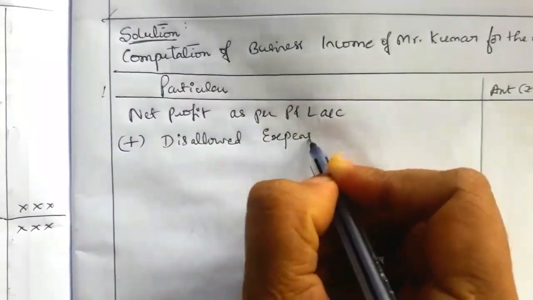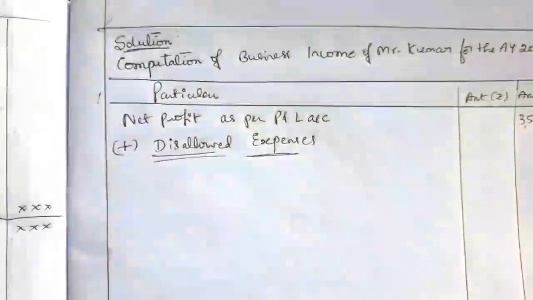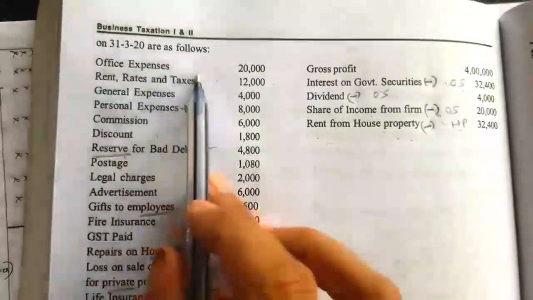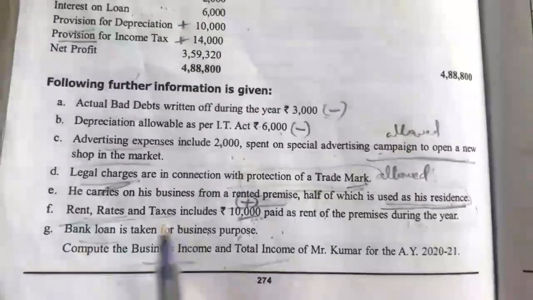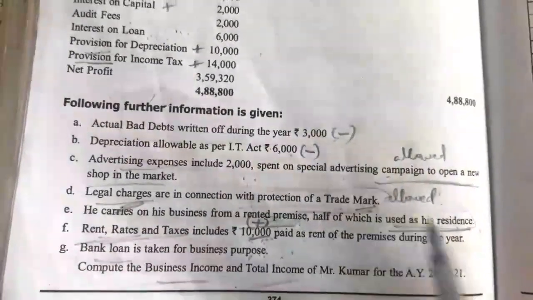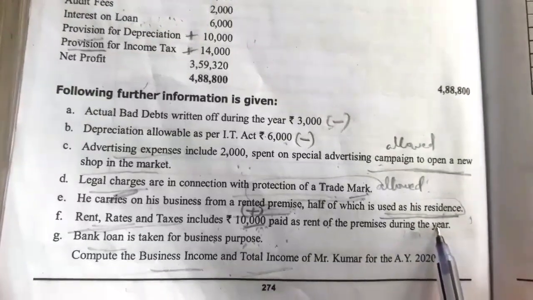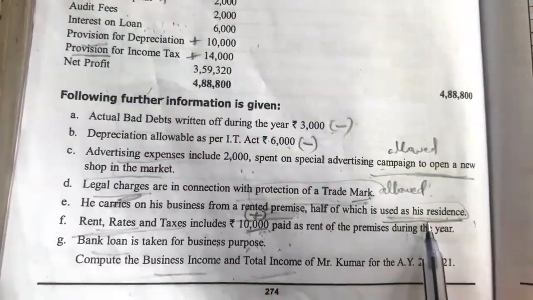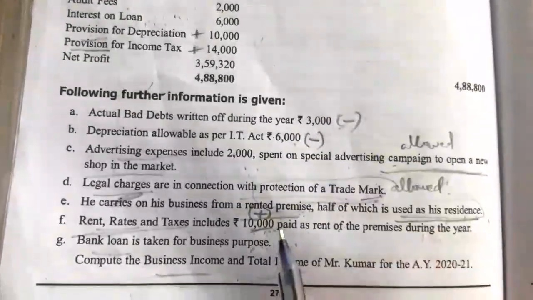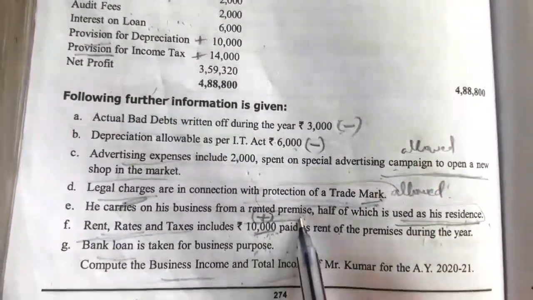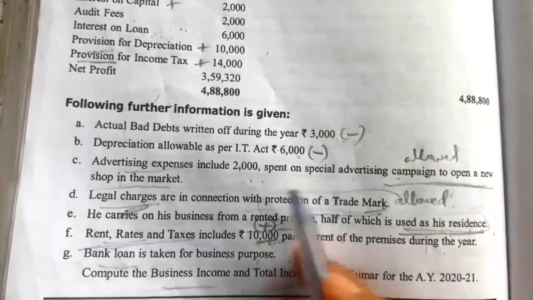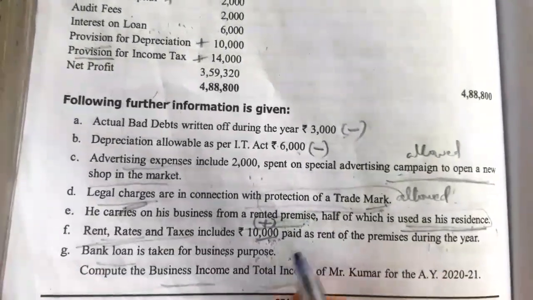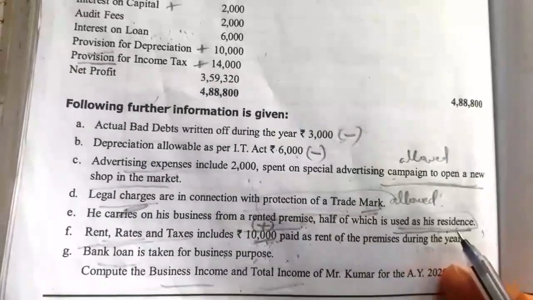So to write the disallowed expenses, we have to see the debit side of the profit and loss account. We have marked whatever the disallowed expenses are. First one is office expense, allowed. Rent, rates, taxes are actually allowed, but in the adjustment they have given one point. Business is carried on in rented premises, and here the total building is used. In the total building, half of the building is used for residence purpose. So out of total rent paid, only 50% is business expense. The part of the rent paid for business premises is allowed, and the remaining 50%, which is used for residence purpose, is disallowed.